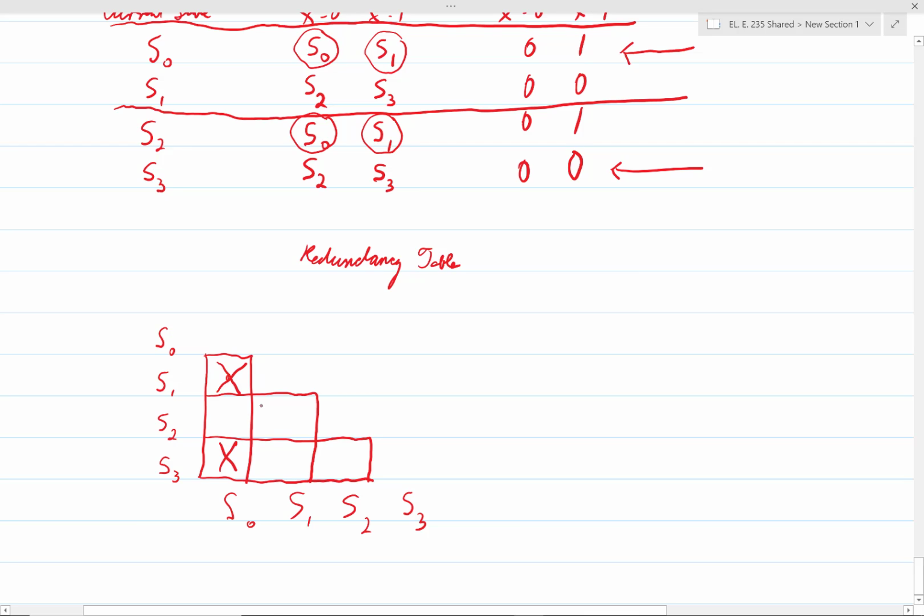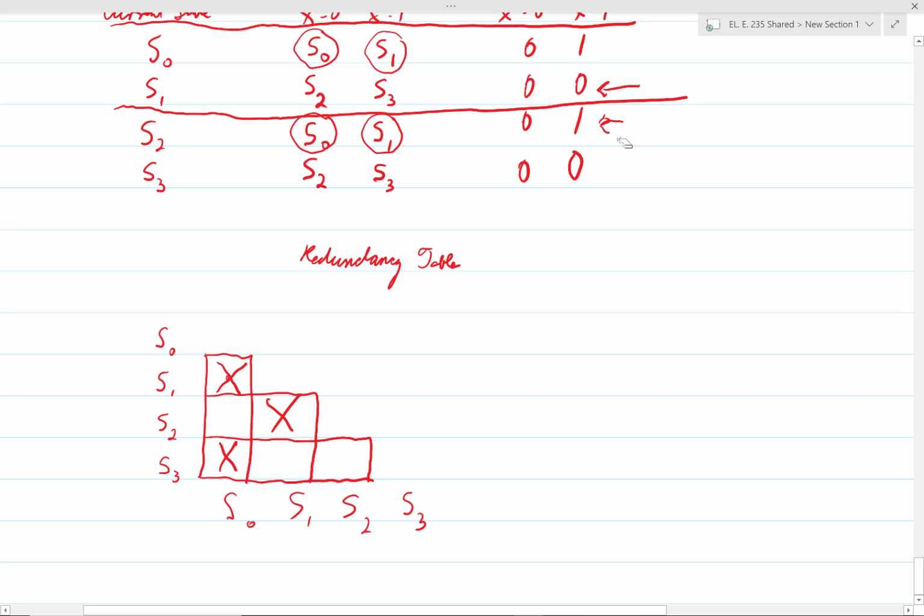Now let's start going down the second column. Okay, could S2 be equal to S1? Okay, let's see, S2 and S1. No, they certainly could not be the same, because, well, you can see right here, the outputs don't match. So S2 and S1 could not be the same.